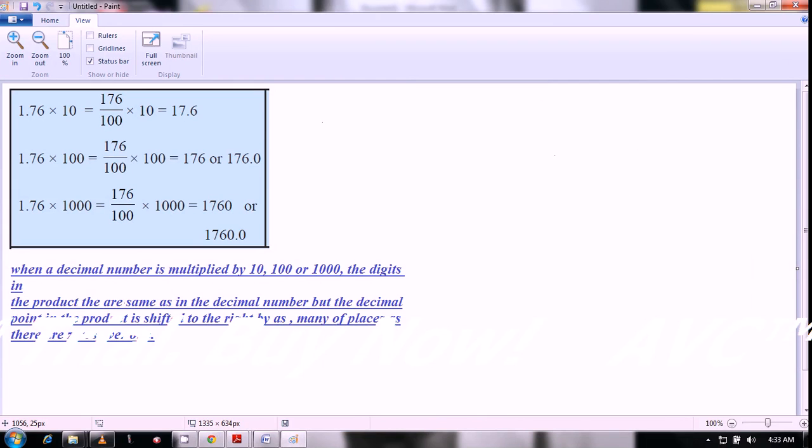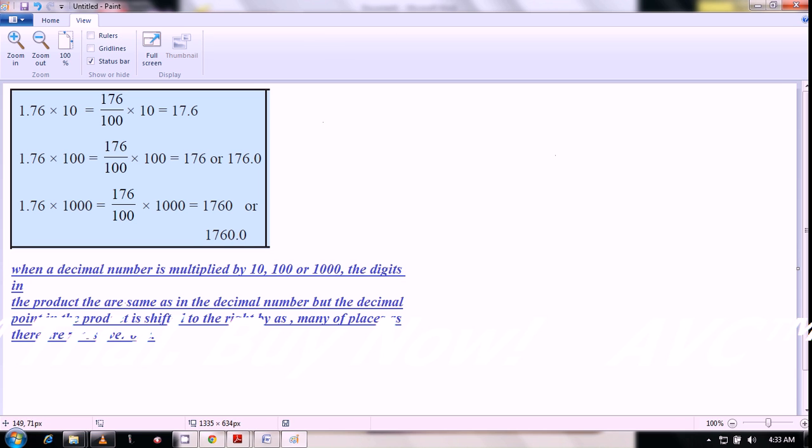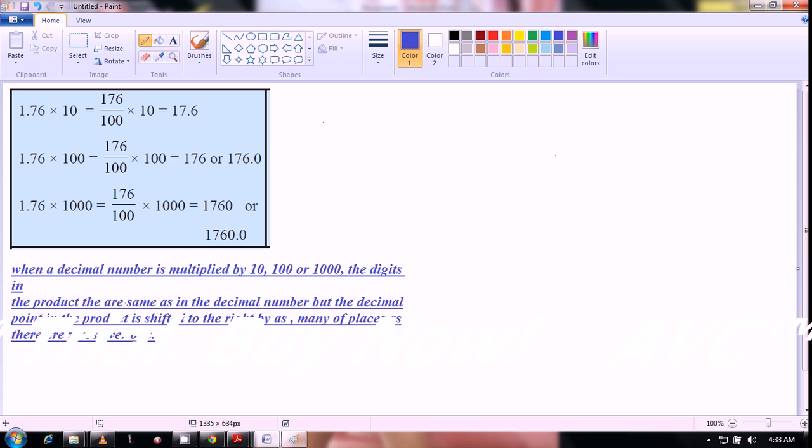Hello. So this time we are going to see something about multiplication of decimals with 10, 100, 1000 or any number greater than that, like 10,000. So here I have taken a picture. You should notice here it is written 1.76 multiplied with 10.